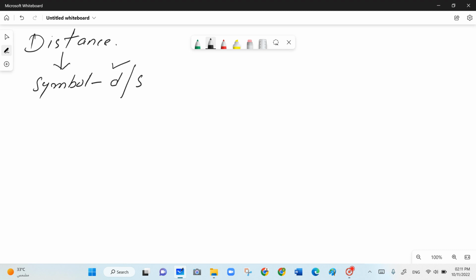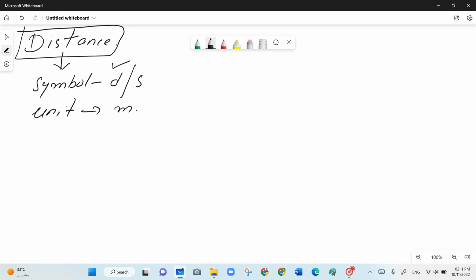Next thing we need to know about any physical quantity, like here for distance, is the measuring standard. When we look at the measuring standard, our first priority is always the SI system. In the SI system, the measuring standard, meaning the unit, is the meter, and I'm sure you know the symbol for the meter is small m.